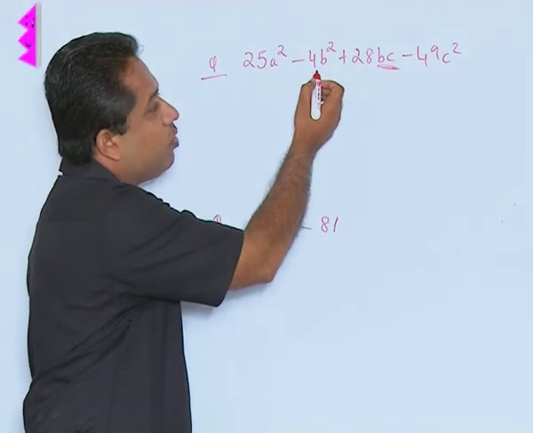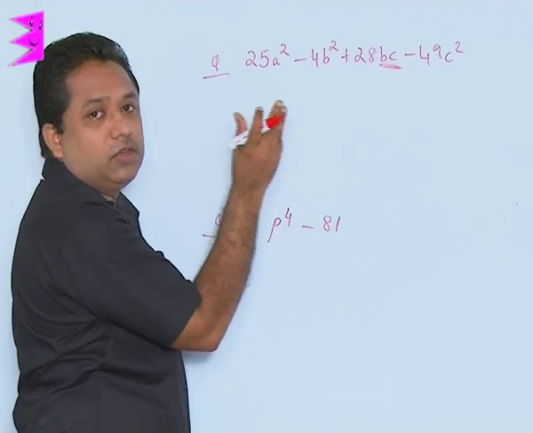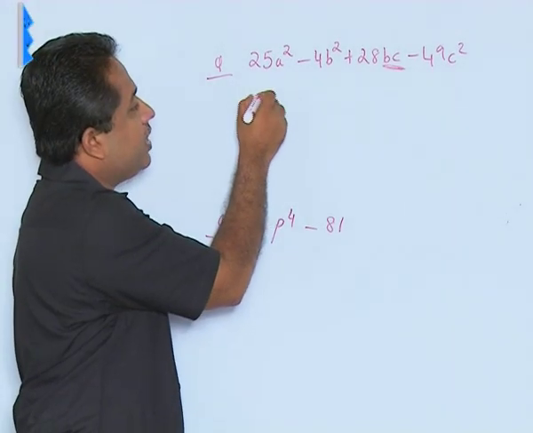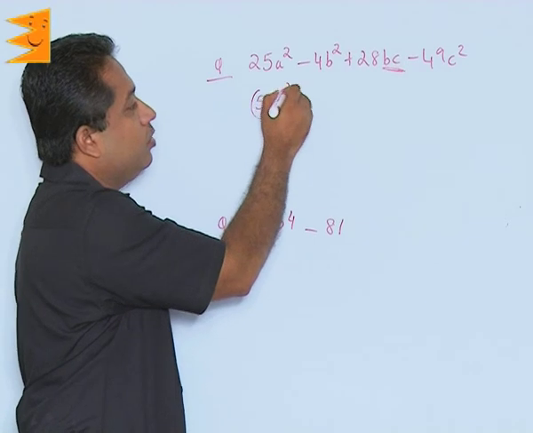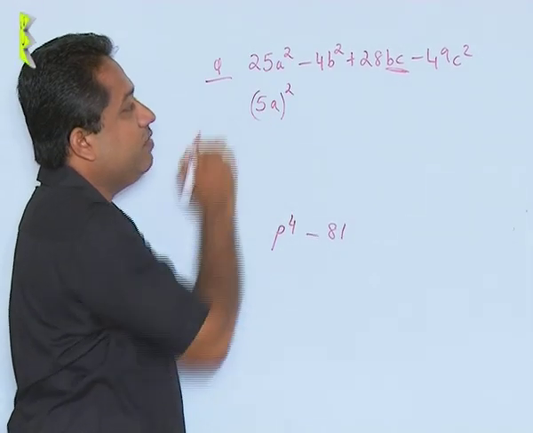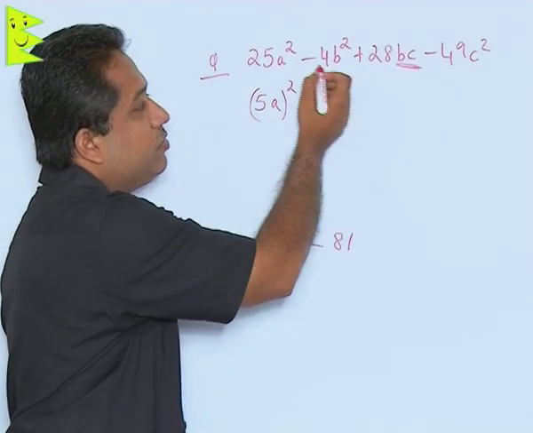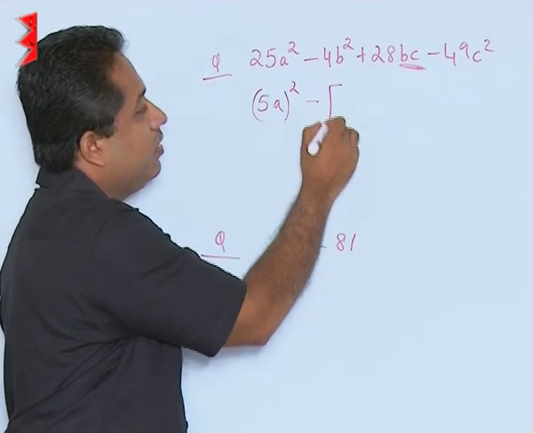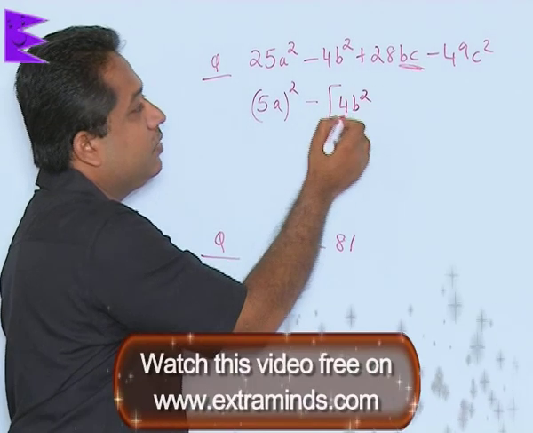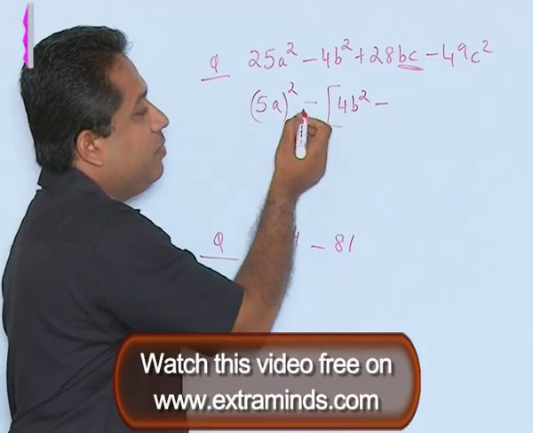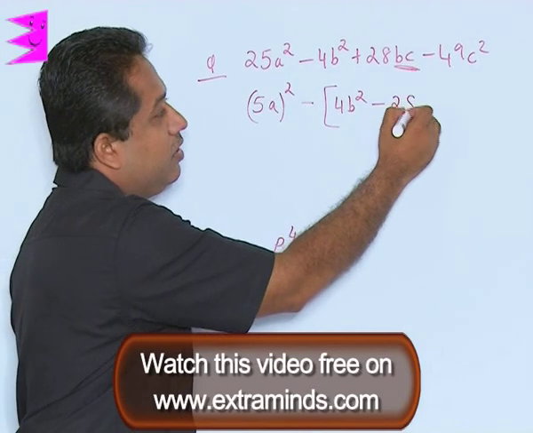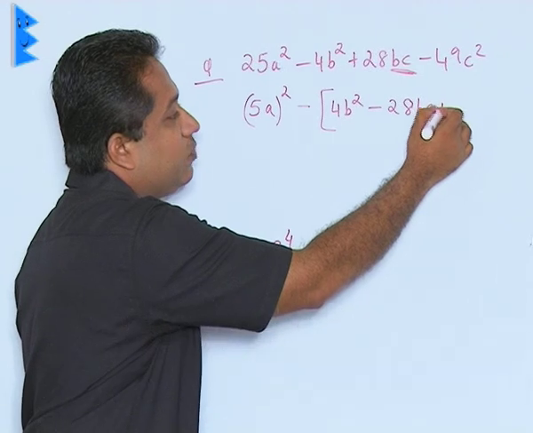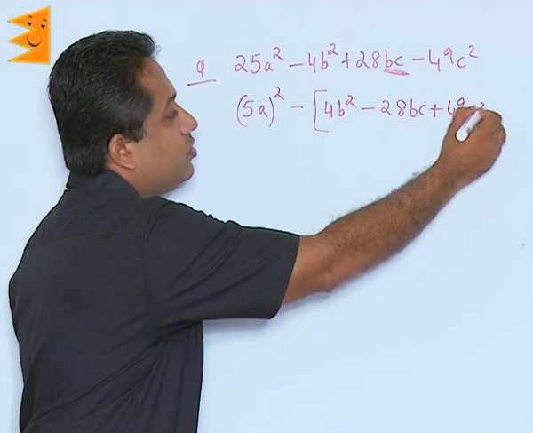Now, bc means all the b and c terms will be together and this a has to be written separately. So, 25a square I will write as 5a whole square, because 5a into 5a is giving me this, and these are the 3 terms which I am going to write together. So, I will take negative common, we will get 4b square, and this is plus, we will have to change the sign because I have taken negative common, this will become 28bc, and this is minus, so I will change the sign and write it as plus 49c square.